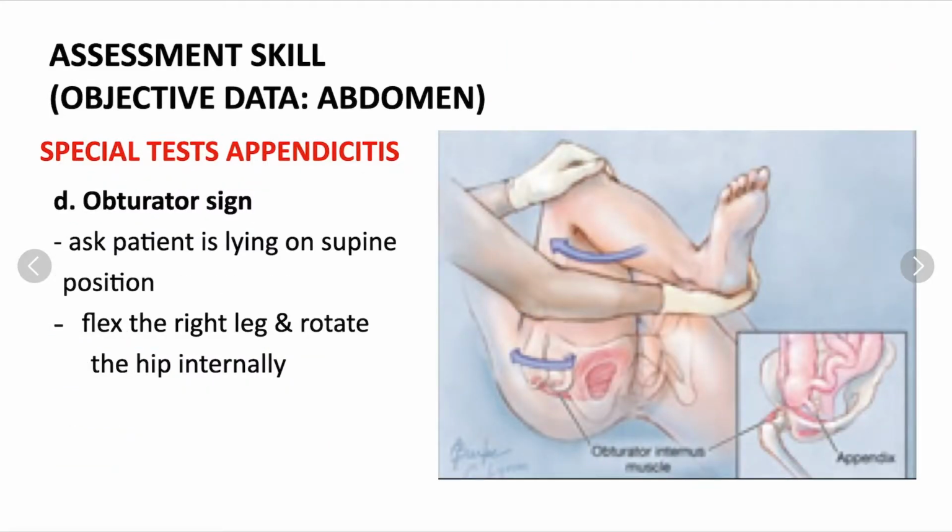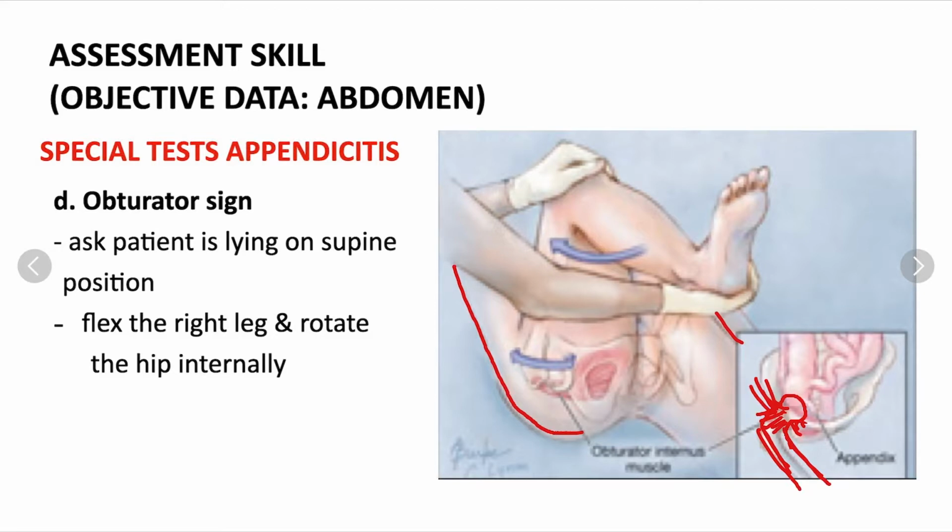Okay, the next one would be the Obturator sign. Obturator refers to a part of your femur region, and there are obturator muscles that surround that. Okay, so ask your patient to lie on his or her back, like so, with both feet stretched.